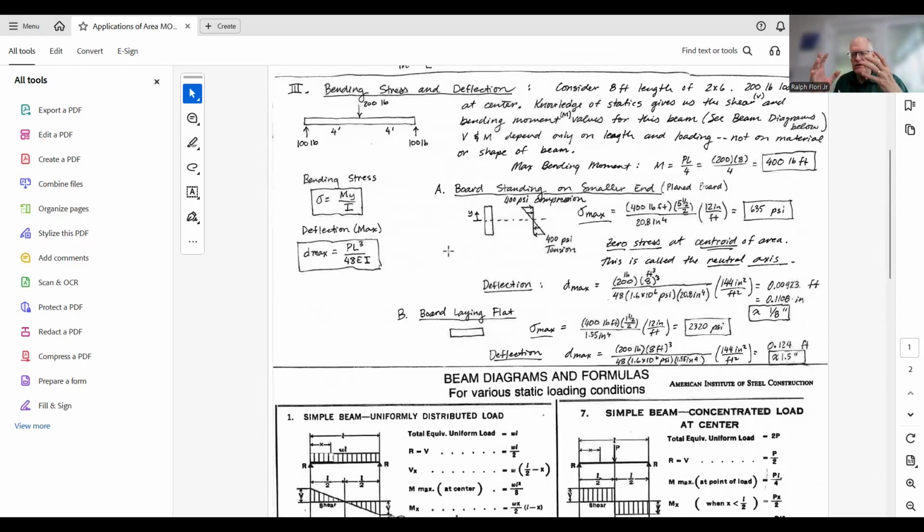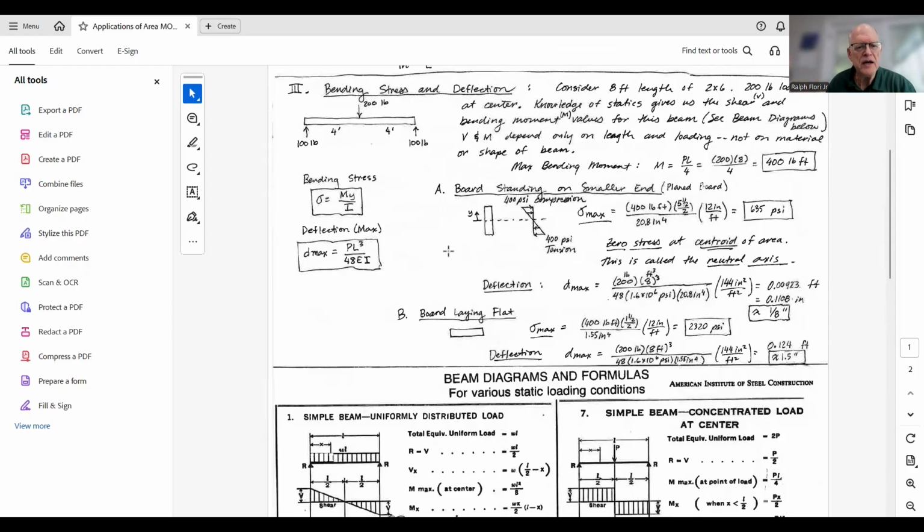E is the elastic modulus. It's the stiffness of the material. So the stiffer the material, for example steel, the deflection is going to be less. For a less stiff material, for example wood, the deflection will be more, for the same loading and the same length of beam.